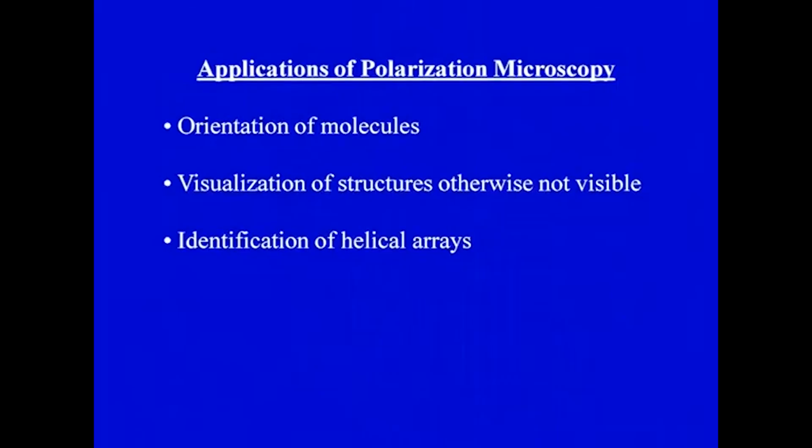Then you can identify helical arrays. For example, if positively birefringent fibers are observed looking down the fiber axis, they will be seen as dark. But if there are helical patterns, then light and dark patterns corresponding to the helical regions will be seen, and so you will be able to recognize that a helical structure is present there.